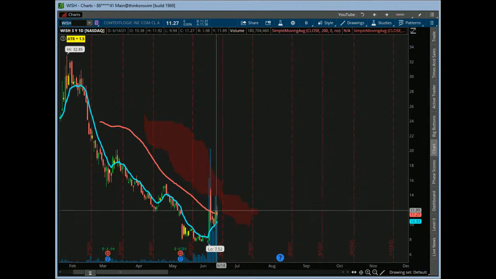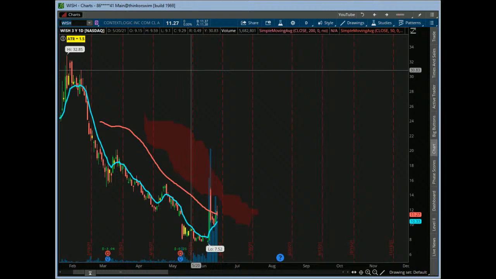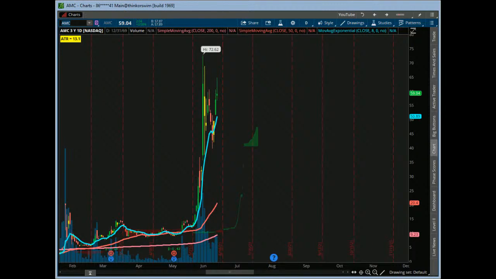Let's take a look at Wish. So Wish kind of spinning top here at the 50-day moving average. A little bit of struggle right there, but we'll see how it goes. It's also at the 80 MA.